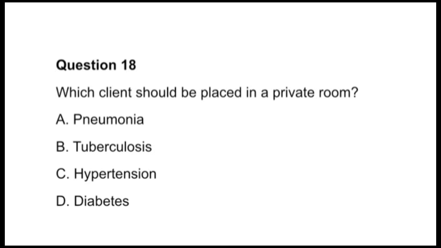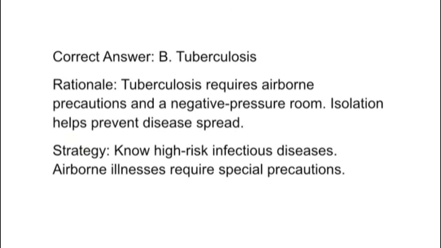Question 18. Which client should be placed in a private room? A. Pneumonia. B. Tuberculosis. C. Hypertension. D. Diabetes. Correct answer: B. Tuberculosis. Rationale: tuberculosis requires airborne precautions and a negative pressure room.